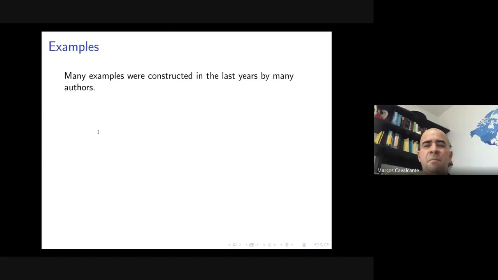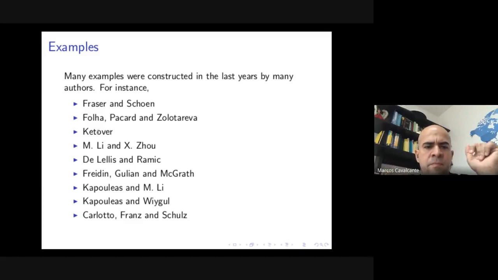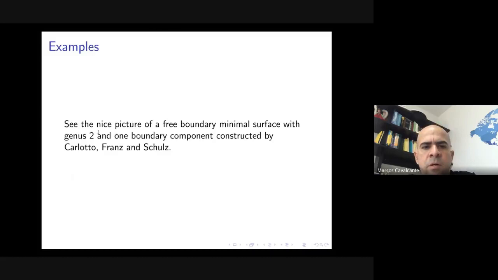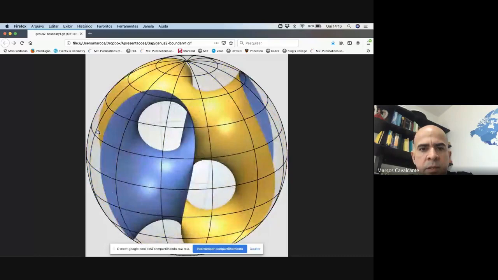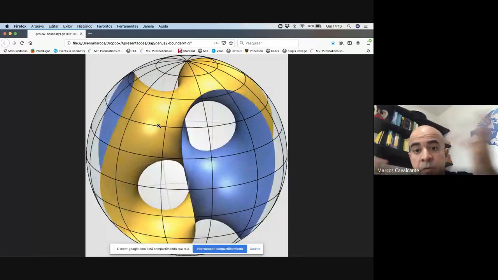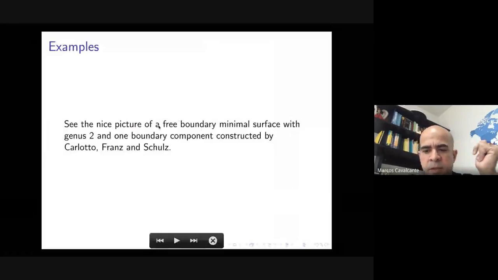Recently many people have constructed many kinds of examples. I have here a list of many authors working on this, where you can find the main examples, but I would like to show you a very nice picture of a free boundary minimal surface with genus 2 and one boundary component that was constructed by Carlotto, Franz, and Schulz very recently. Is it here? Okay, can you see? So this is a free boundary surface with boundary but with genus 2. As I said, there are many nice examples in this theory, especially in the minimal case.